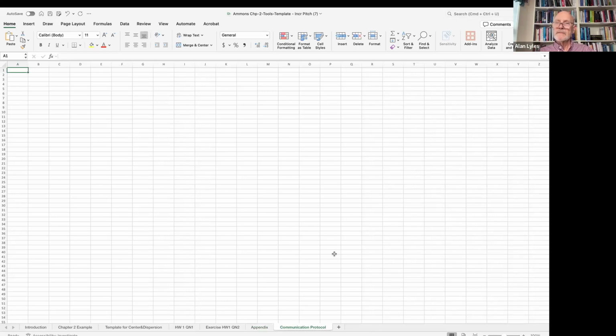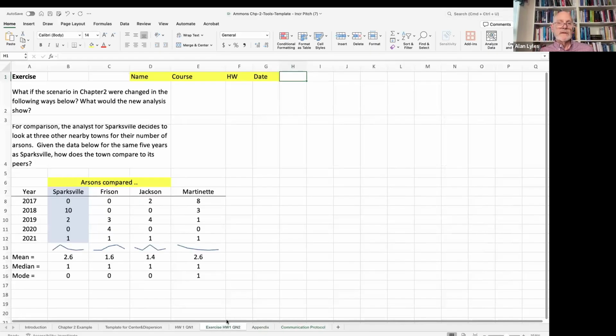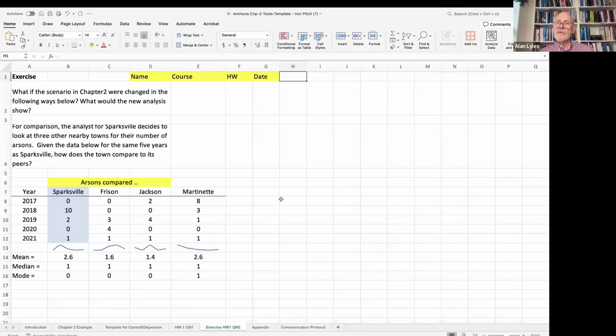Is this okay? Important focus for today, 2 things. 1 is good spreadsheet practices, and 2, when you've learned a tool, mean, median, and mode, how am I going to use it? And here's a way you can use it.